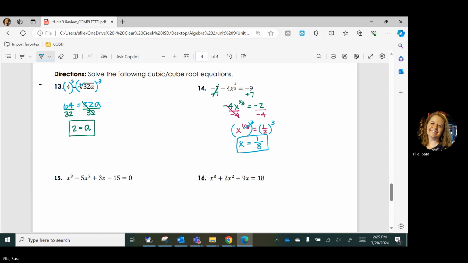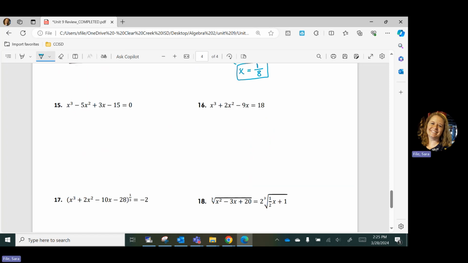And then you could plug that back into the original to check. If I plugged in 1/8, I would have to do the cube root first. The cube root of 1/8 would be 1/2. -4 times half would be -2. -7 minus 2 would be -9. So it does work out.